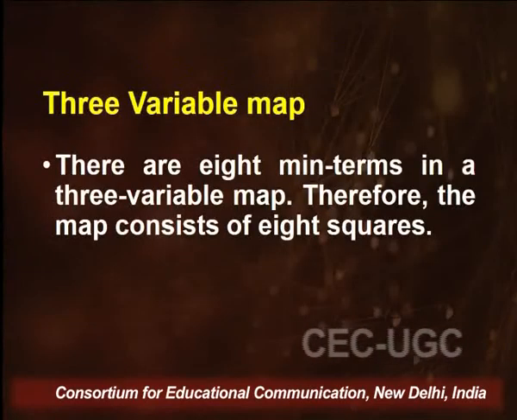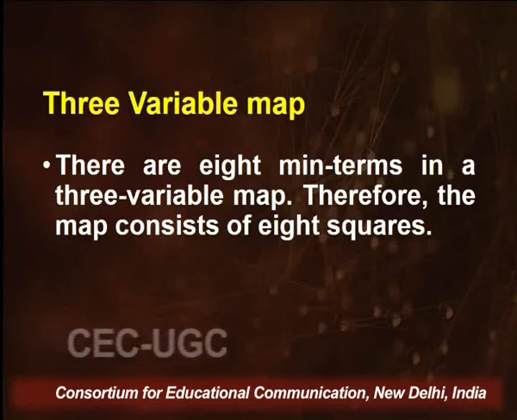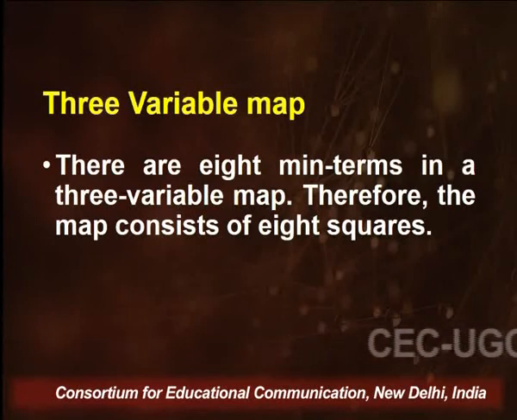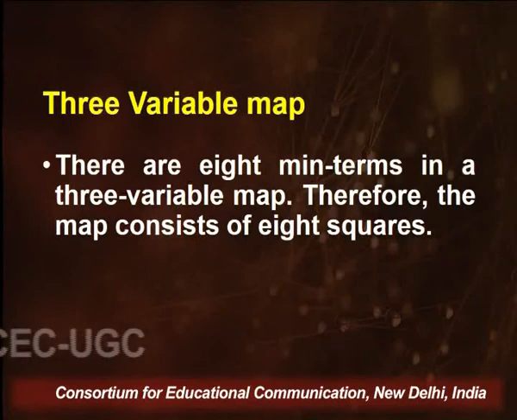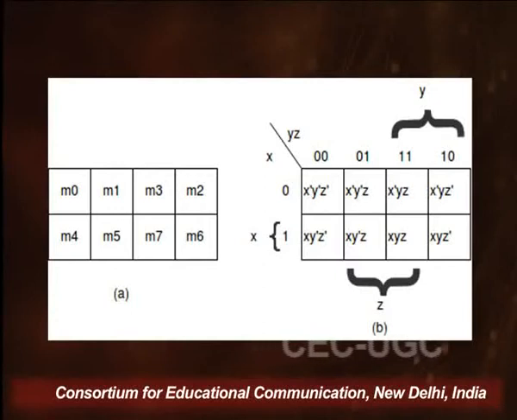Let us look at a 3 variable map. When we have 3 variables, the possible number of cells is 2 to the power 3, which makes it 8. So we are going to have a K map with 8 cells in it. There are going to be 8 min terms in the 3 variable map, so the map will consist of 8 squares. This is how a 3 variable K map will look. You can read out M0, M1, M3, M2, M4, M5, M7 and M6.